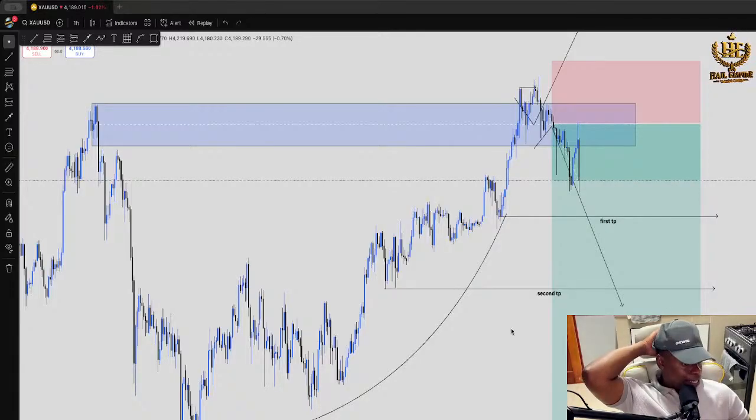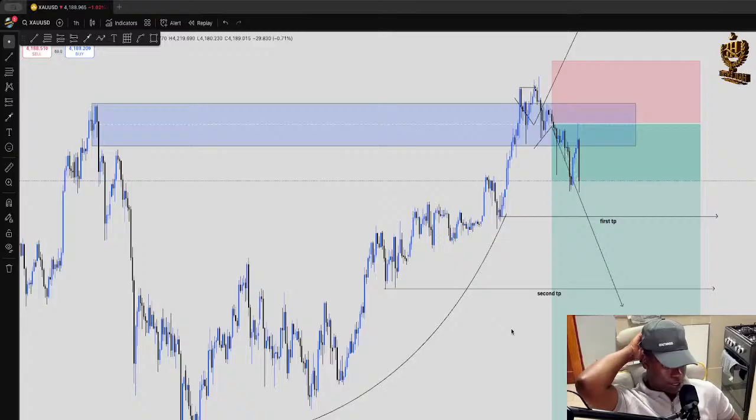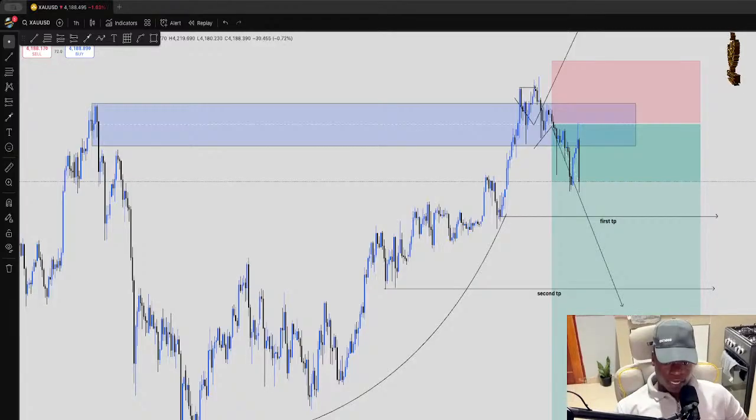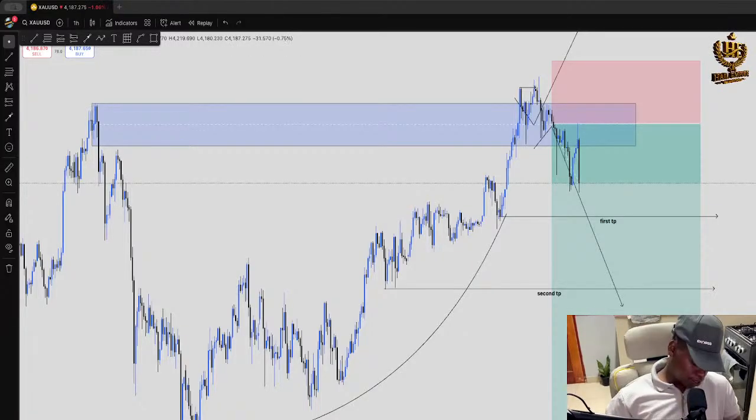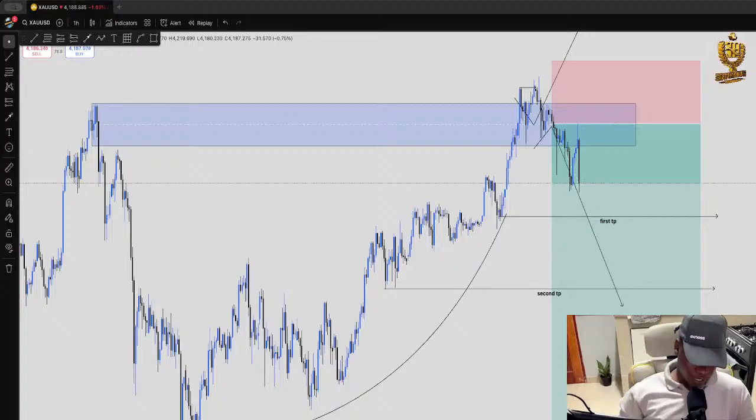But I really loved the drop, and for those who just joined in now, this is what we analyzed yesterday. And it has been dropping massively, from the signal that I gave. It has been dropping massively.